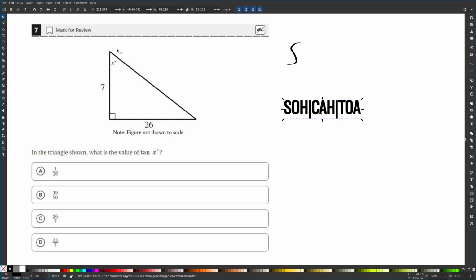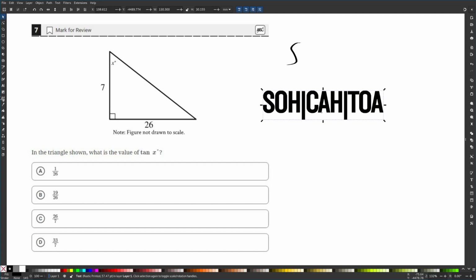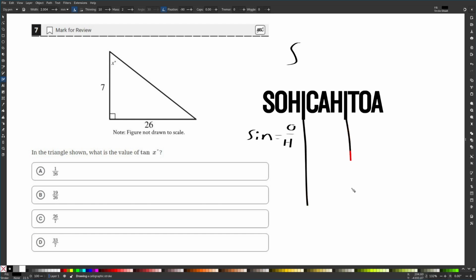Okay, so you might have heard this, and this is what it means. It tells us that the value of sine, that's what the S here is for, sine is equal to O divided by H. It tells us that cosine is equal to A divided by H, and that tangent is equal to O divided by A.